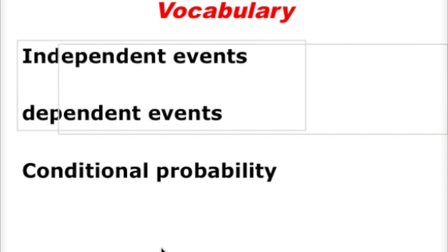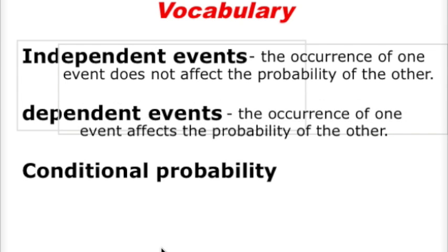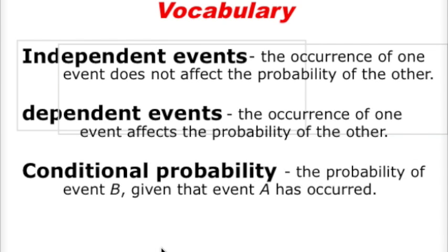So in this lesson we learned about independent events. Those are where the occurrence of one event does not affect the probability of the other. Dependent events, where the occurrence of one event affects the probability of the other. And conditional probability, the probability of B given that event A has occurred. Great.